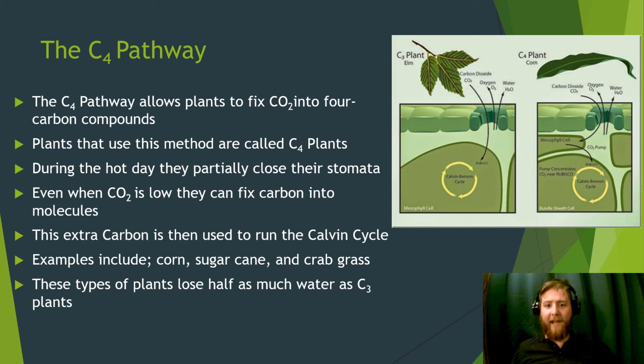During the hot day, they close their stomata partially. They kind of pinch it off to prevent the loss of water. Even when their carbon dioxide levels are low, they can still fix carbon into molecules. And this extra carbon is then used to run the Calvin cycle throughout the night. Examples include corn, sugarcane, and crabgrass. Compared to C3 plants, they lose half as much water during the day, so they are much better adapted at surviving hotter climates.